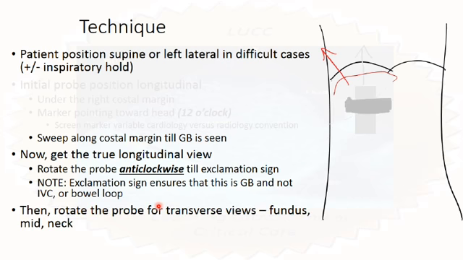And then once you get it, you get other views. You get the transverse view, and you rotate the probe so that it faces something like the 9 o'clock position, and you get various different levels of transverse view along the fundus of the gallbladder, the midsection of the gallbladder, and the neck of the gallbladder.